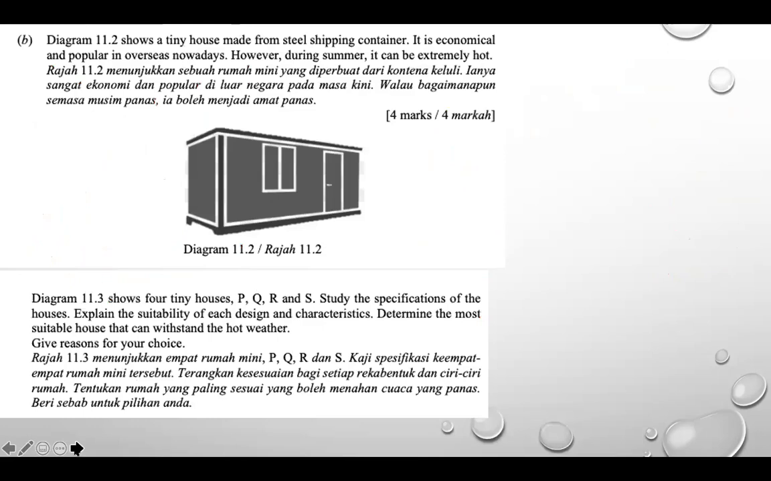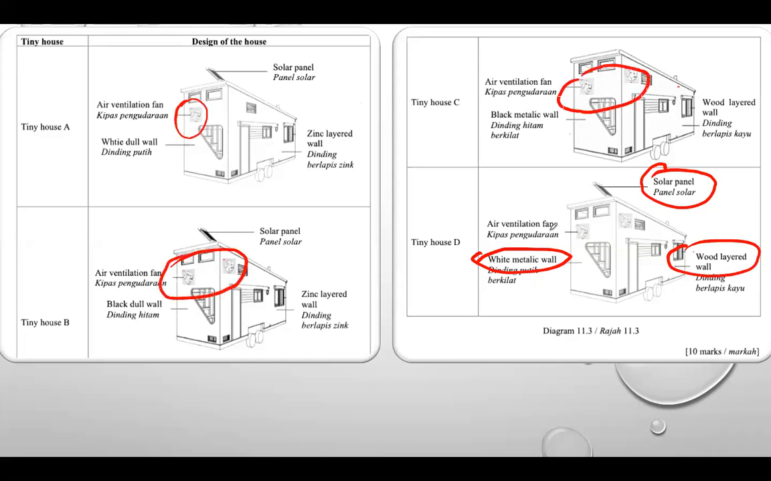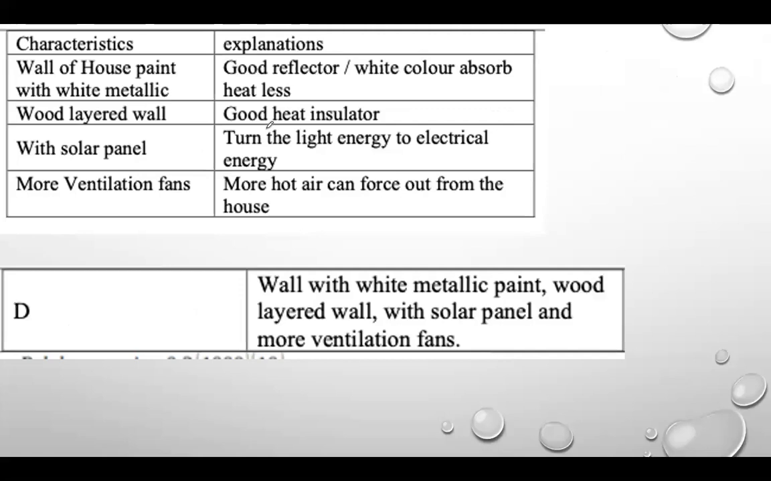All right, so this is the question, this is the 10 mark question. Now, most of you got this correct. So the correct choice for this is white metallic wall, okay, solar panel. Because you see, this house got no solar panel. Okay, and then of course we use wood layered wall. Okay, but the one that most people did not mention is the number of ventilation fans. This has two. This has two, this has two. Okay, this has one. So quite a lot of you got this one wrong. You should actually mention it has more ventilation fans.